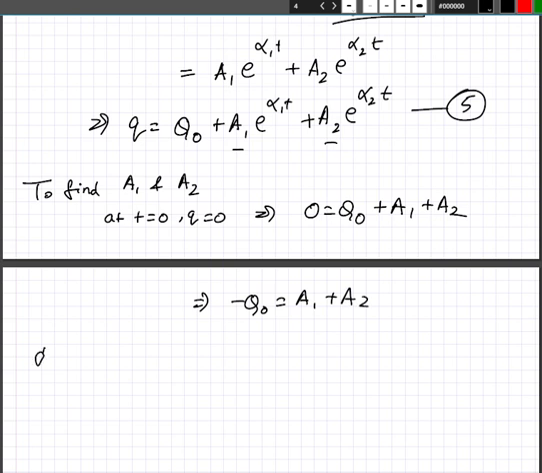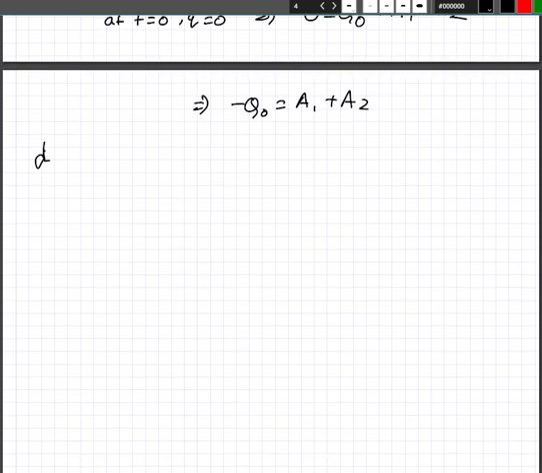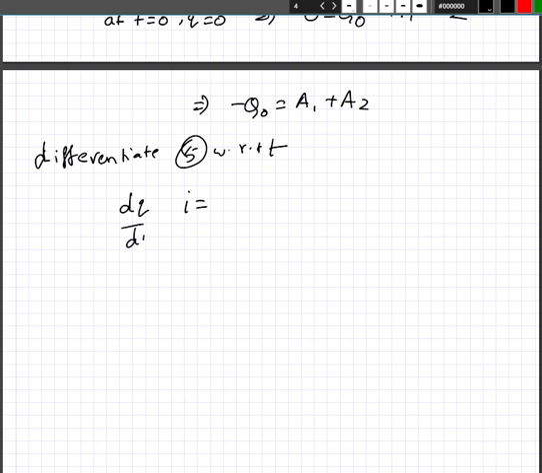Now let us differentiate to find another. We need two equations to find out two unknowns. So differentiate 5 with respect to t. So what we get, I is equal to dq by dt is equal to a1 alpha 1 e to the power alpha 1 t plus a2 alpha 2 e to the power alpha 2 t.